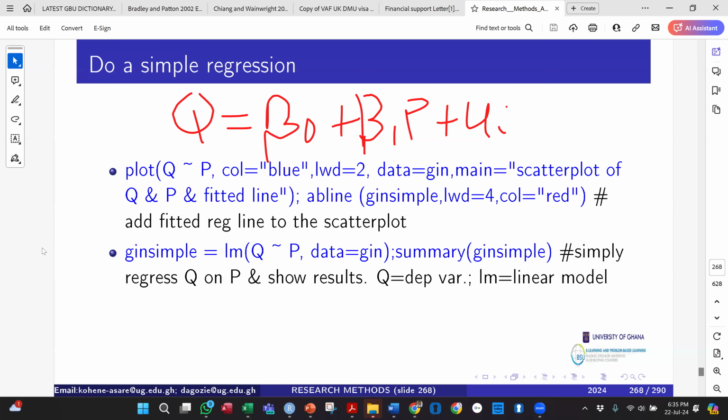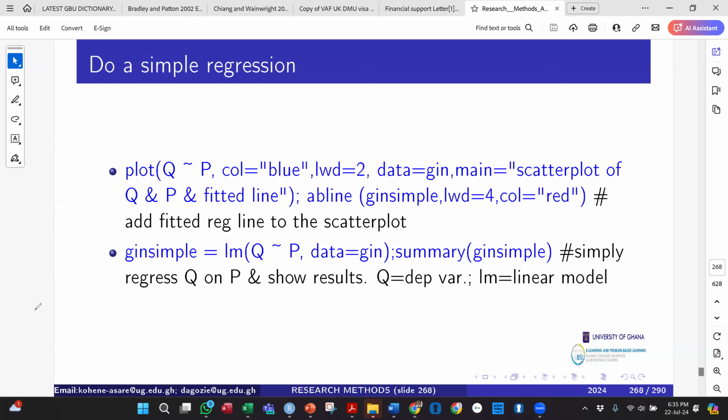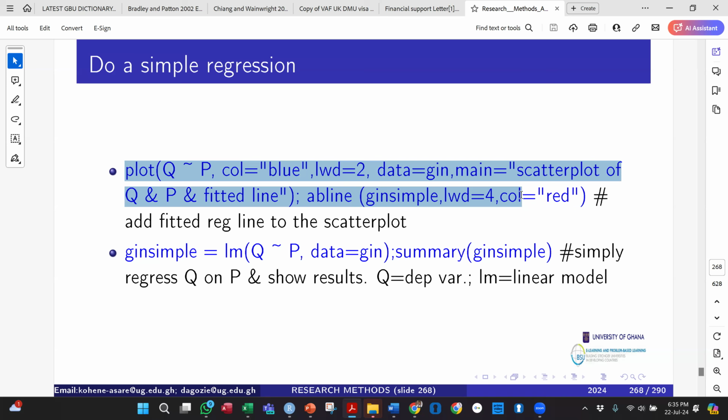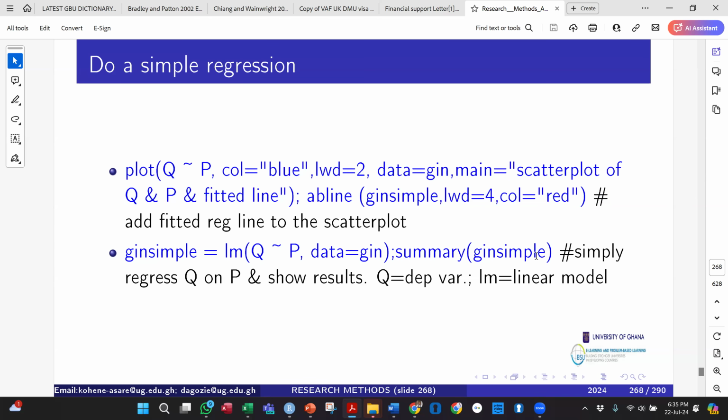Now this command is going to do that for you. This very command you see, plot, is going to do that. Sometimes you have to run the regression before you come and do the plot. Running the regression, this is it, the one below here. That will run the regression.